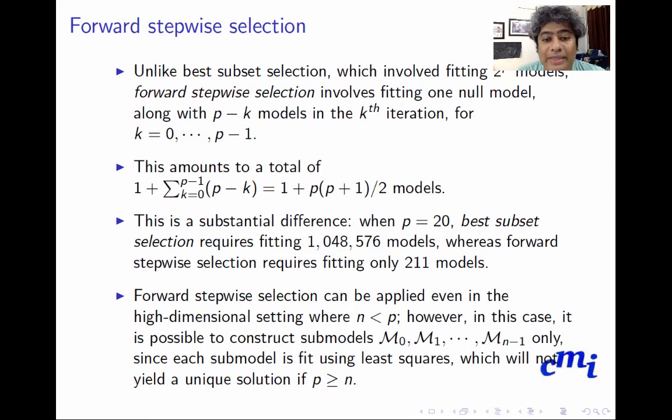The forward stepwise selection can be applied even in a high dimensional setting when n is less than p. However, in this case it is possible to construct submodels only up to n minus 1, but you can still apply it, since each submodel is fit using least squares, which will not yield a unique solution if p is greater than or equal to n.